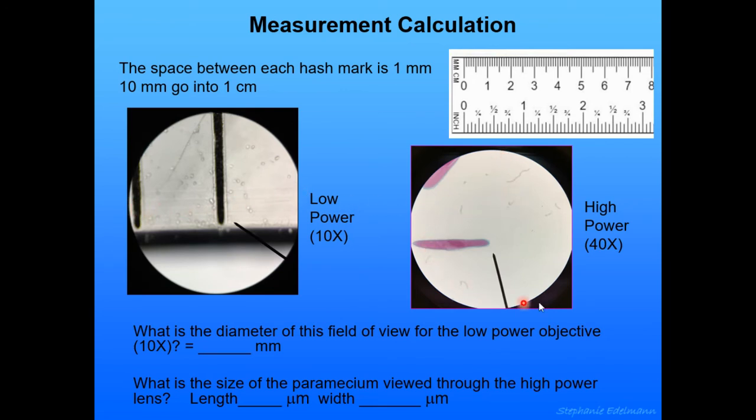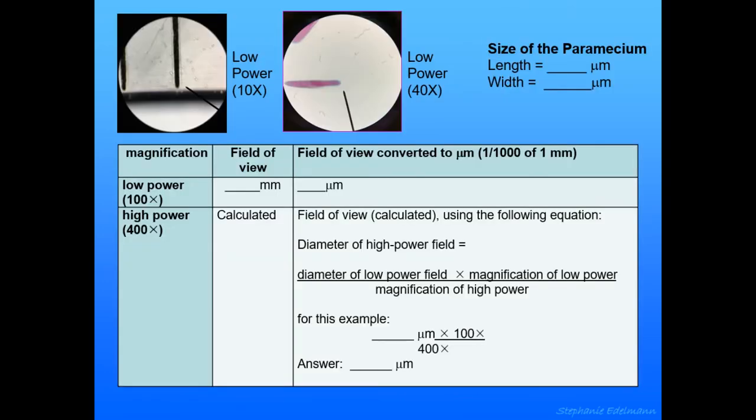Now we're going to try to figure out what the diameter of the field of view is at high power. So your first question is, what is the diameter of the field of view at low power, which is right here, and that's the question you're going to be asked on the next slide. Then we're going to do a bunch of calculations, and at the end we're going to ask you about the size of the paramecium. So let's go to the next slide.